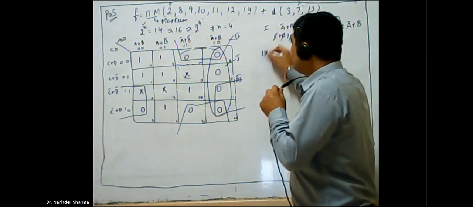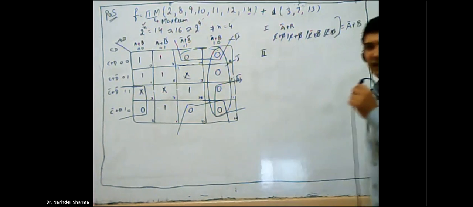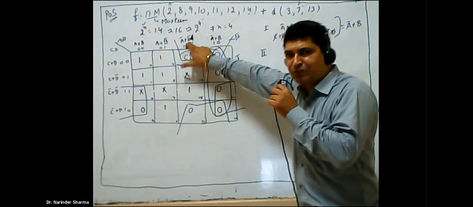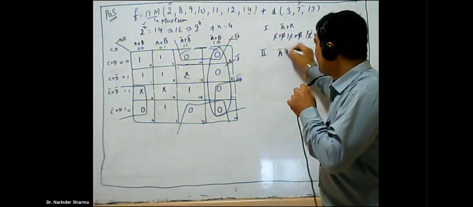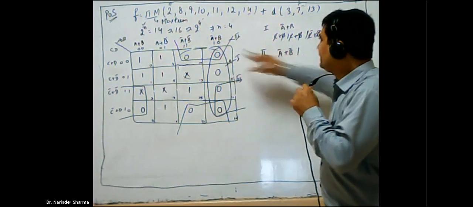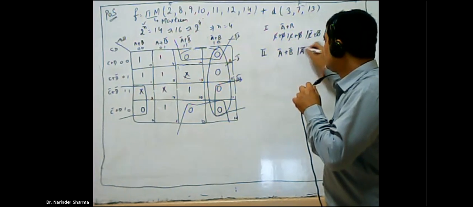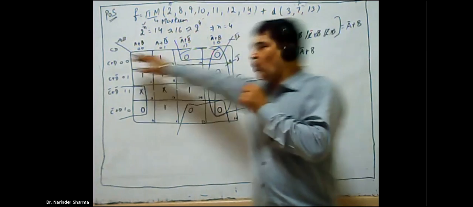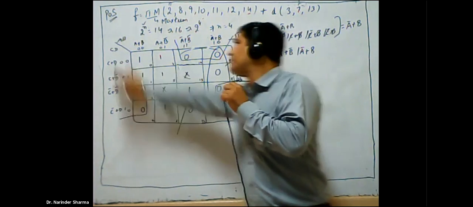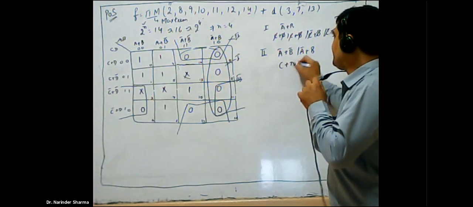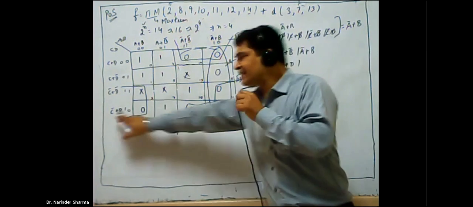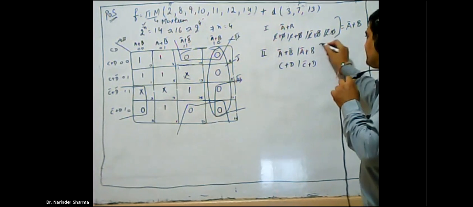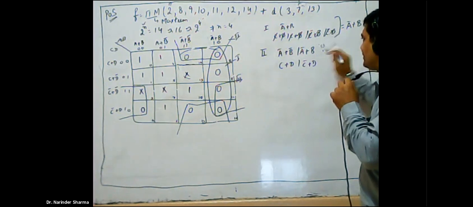Now for the second group, this is the second group. This side you are getting A bar plus B bar. You have to write A bar plus B bar. This is A bar plus B. Vertically, this is C plus D, and this side is C bar plus D, which is different, so it has to be striked out.